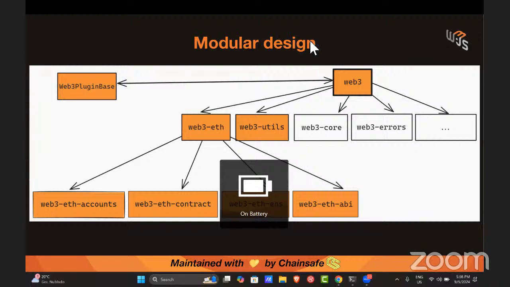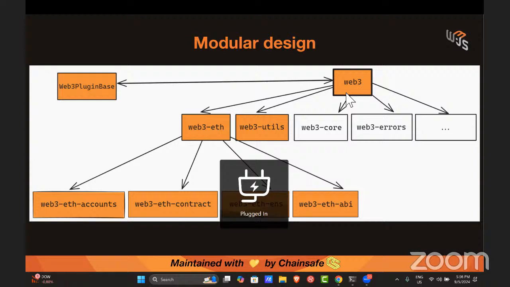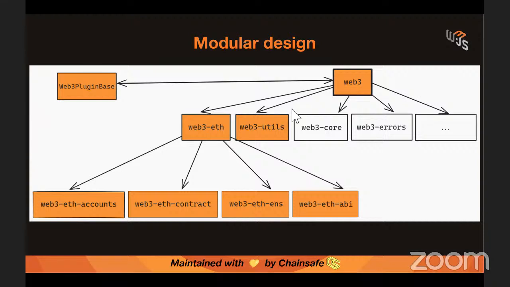This is the structure of the Web3.js library. So basically we have the main Web3.js library on top. When you run npm install web3, you are installing all these different modules, the Web3 ETH accounts, ETH contract, ETH DNS, also this whole Web3 ETH, Web3 utils, etc. Or you can also import and install one by one, depending on what you need.